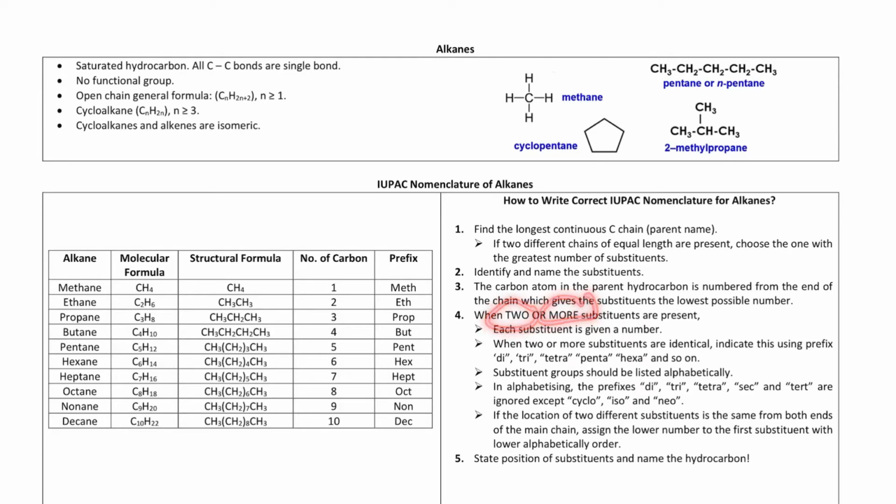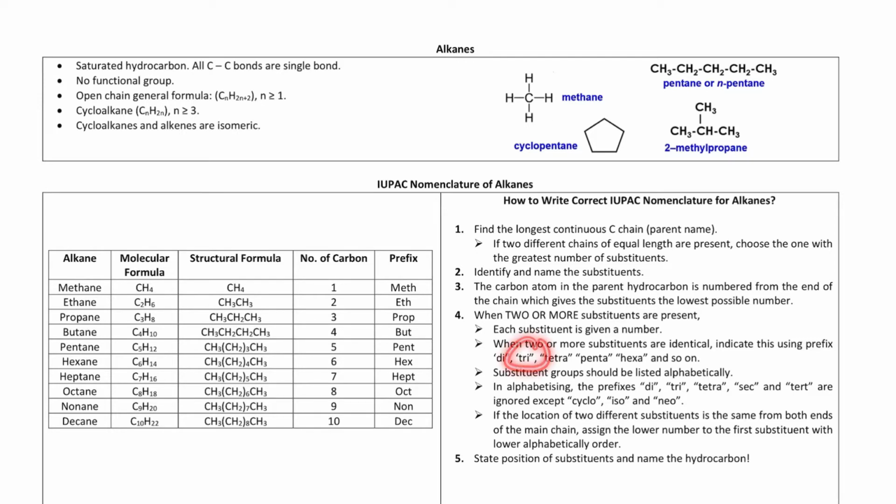Kalau 2 or more substituent kamu ada, so setiap substituent tu mesti ada number. Yes, betul. Dia mesti ada number. And then kalau ada 2 or more substituents that are identical, okay, ini kita dah jumpa juga dekat topik isomer hari tu. Let's say lah kamu ada 2 substituent identical, for example, methyl ada 2 kali. So instead of mention the word methyl 2 kali, we will use prefix such as di. Okay, dimethyl to show that there are 2 methyl actually.